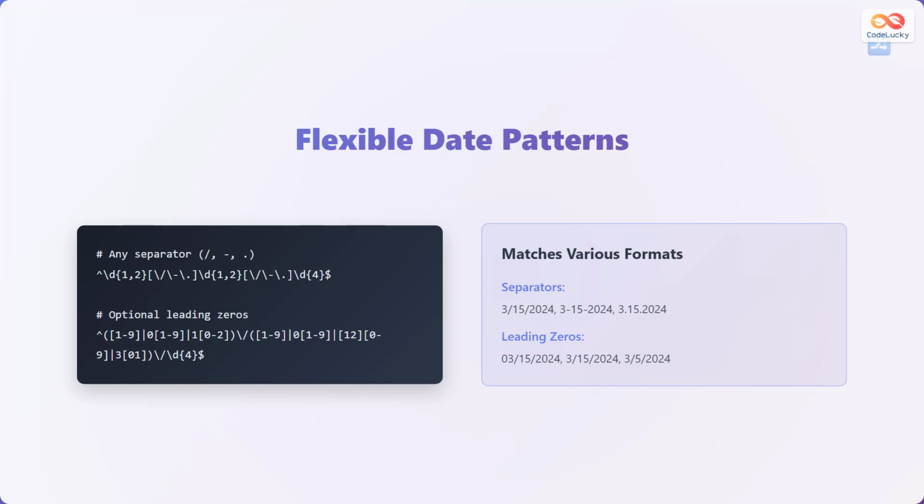The second RegEx is for optional leading zeros. It matches either a single digit from 1 to 9 or a 0 followed by a digit from 1 to 9, or 10, 11, or 12, then a /, then a single digit from 1 to 9, or a 0 followed by a digit from 1 to 9, or 10 to 31, then a /, and finally a 4-digit year. On the right, the first description explains that the separators can be /, hyphen, or dot, such as 03/15/2024 and so on. The second description explains that leading zeros are optional, such as 03/15/2024, or just 3/15/2024.